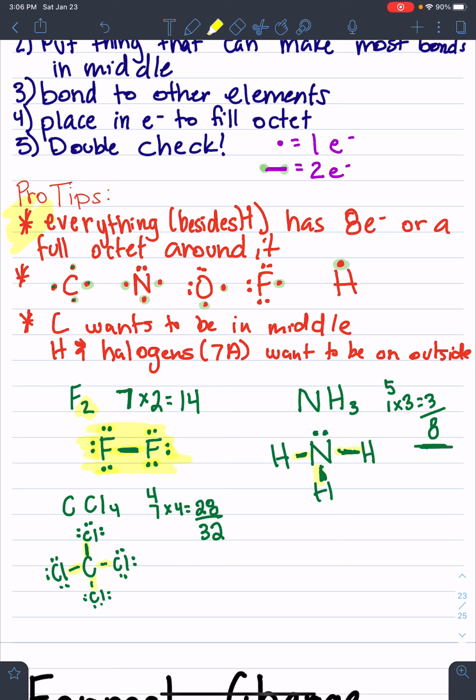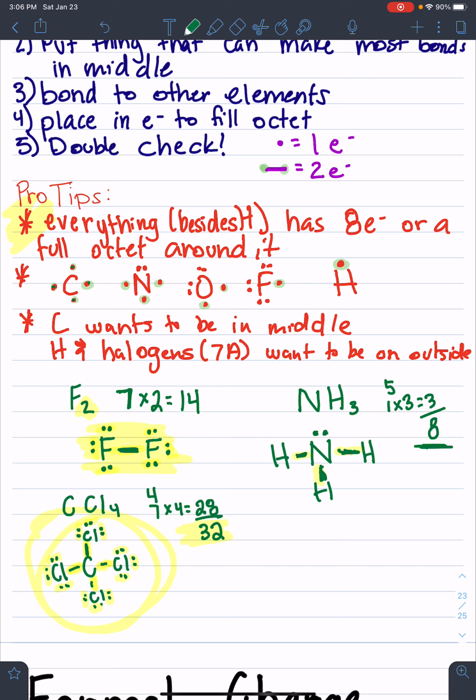Alright, now we're going to count. So we have 2, 4, 6, 8, 10, 12, 14, 16, 18, 20, 22, 24, 26, 28, 30, 32. Yay, we made it to our 32 number. So this right here is the structure for the CCl4.